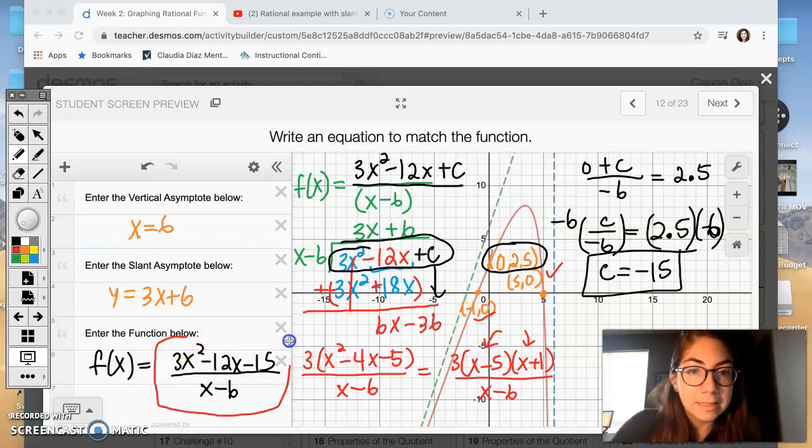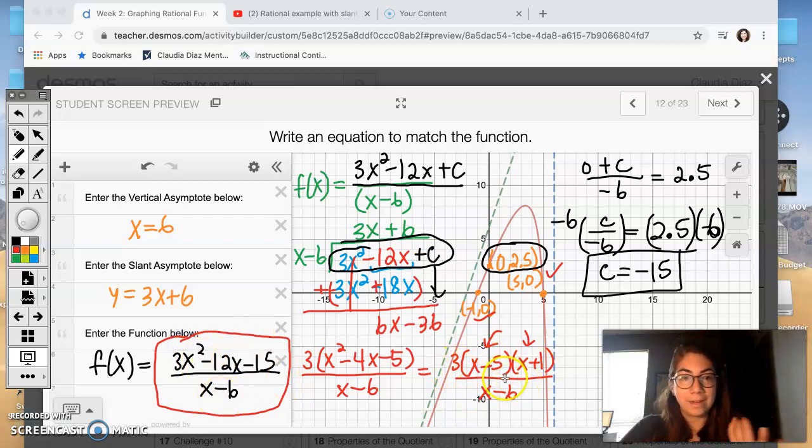This is the non-factored form, so you can write it as a factored form, or you can leave it as that trinomial that is unfactored. But there you have it, working backwards, using a slant asymptote. This is some challenging stuff, but I'm really glad that they're putting this in there. So there you have it.